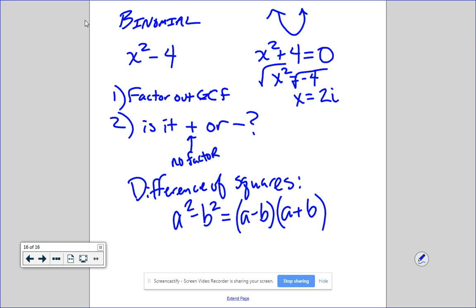A squared minus b squared is a minus b times a plus b. And again, this only works if both of these numbers are perfect squares. So that means this is x squared or x to the 4th or x to the 6th, anything divisible by 2, and this number by itself is a perfect square, like 1, 4, 9, 16, 25, etc.